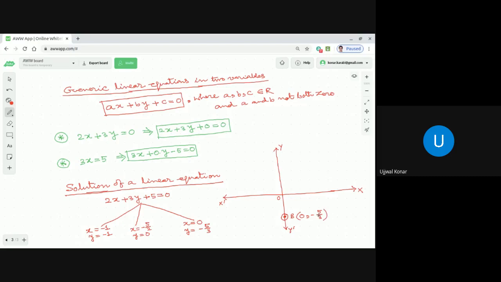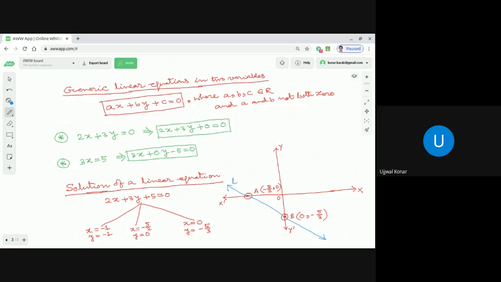And when x is equal to minus 5 by 2, then y is equal to 0. So x is equal to minus 5 by 2 is something like this. Suppose this is the point A, where x is equal to minus 5 by 2 and y is equal to 0. Now, dear students, we can construct a straight line passing through these 2 points, correct or not? Suppose this is the straight line, which we name as straight line L.